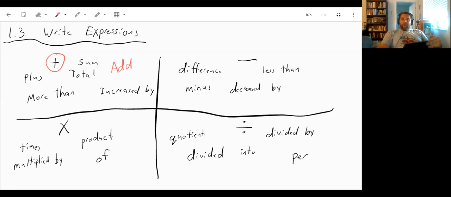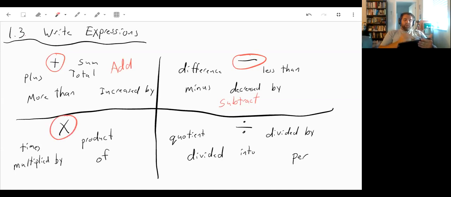Now, if we are looking at the subtraction sign, what are different words that could be for that? Well, first, somehow I missed having subtract on there, but you might also get the difference of, or 2 less than 3, or 3 minus 2, or 3 decreased by 2. All of those mean the same thing as to subtract.